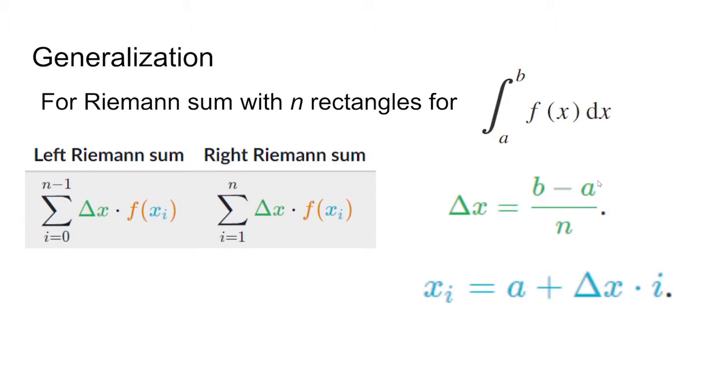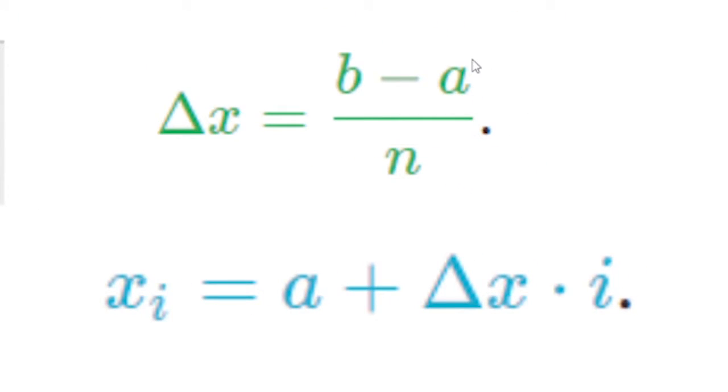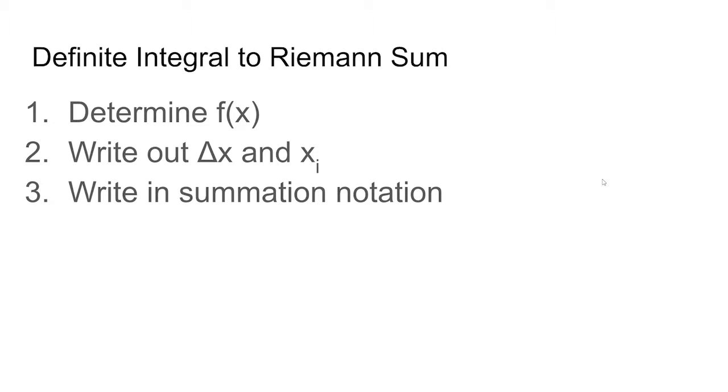So now that you know how to write Riemann sums in summation notation, here are the most important parts you should remember: the formulas for delta x and x sub i, since we'll use them a lot for the following problems. So the first problem is about turning a definite integral to Riemann sum notation.